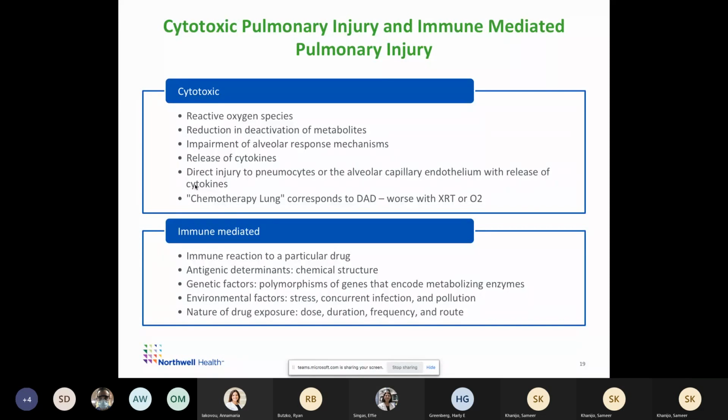There's then an immune-mediated hypothesis, where there's an immune-mediated response to a particular drug. We have antigenic determinants like the chemical structure of the drug. Genetic determinants: we may have polymorphisms in genes that encode metabolizing enzymes. Environmental factors, again concurrent infections, pollution, stress, and then the nature of the drug itself: how much we're giving, how often, and the route, are we giving it IV or PO?